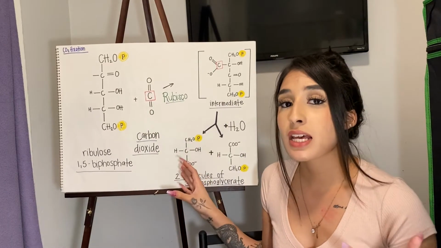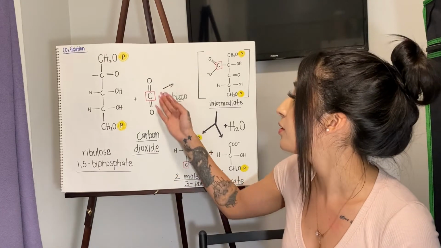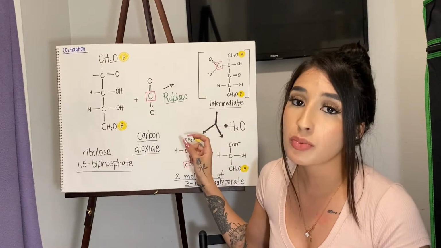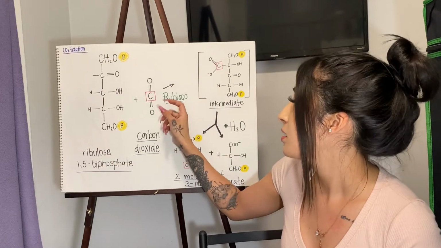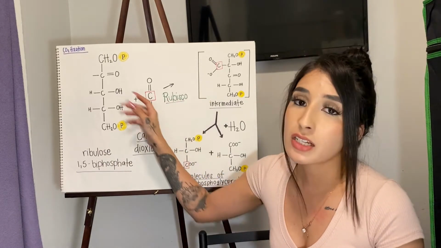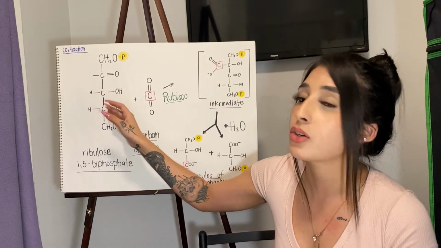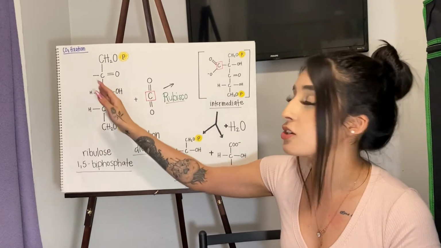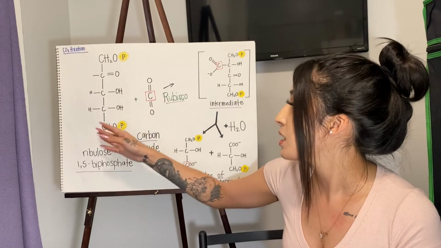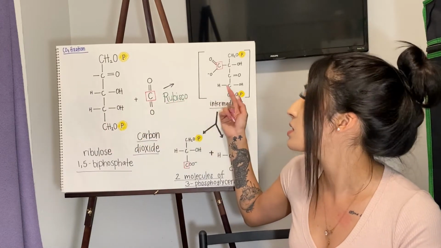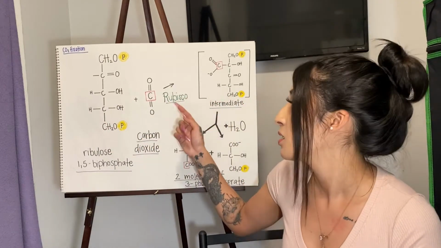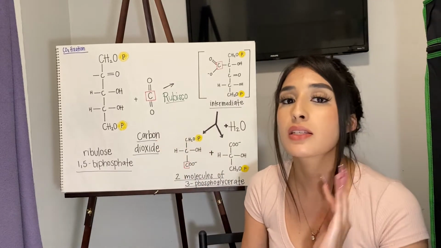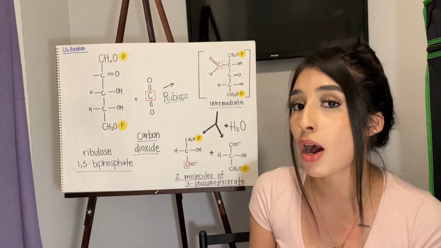And just to emphasize everything, Rubisco is the one responsible for allowing the carbon dioxide to even bind to this molecule. Without Rubisco, this enzyme, we wouldn't be able to have this addition. So we must have these 3 factors in order to have this intermediate happen in the first place. So Rubisco is ribulose biphosphate carboxylase.